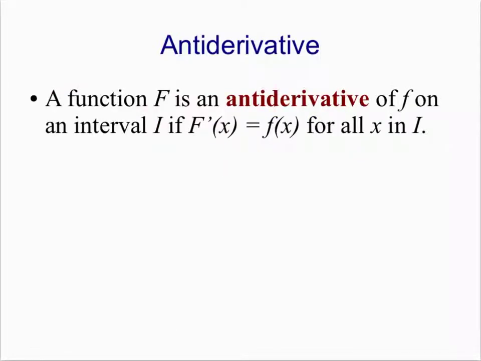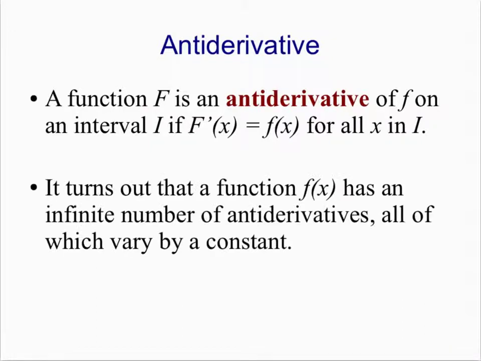So let's start with a definition. A function capital F is an antiderivative of f on an interval I if the derivative of capital F, F prime, is equal to f of x for all x in the interval I. So this big capital F, if you take the derivative of it, you end up with function f of x. And it turns out that the function f of x has an infinite number of antiderivatives, all of which vary by a constant.